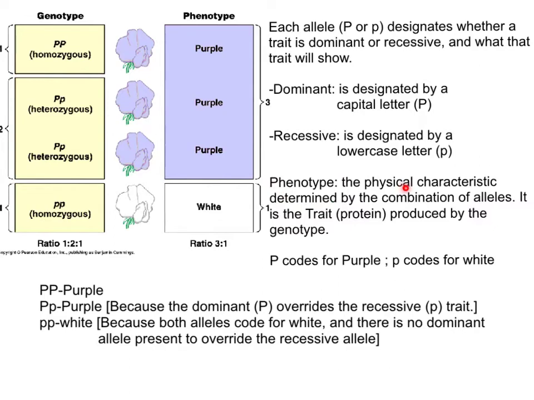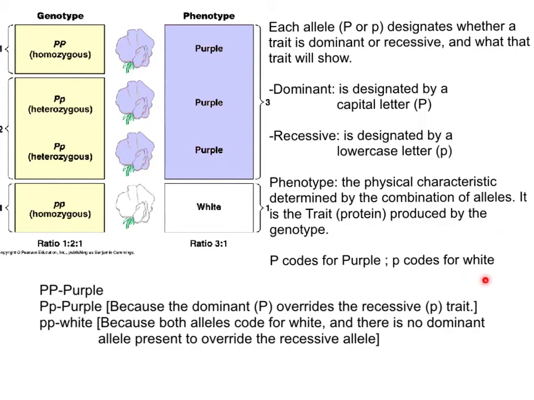So phenotype is a physical characteristic that is determined by the combination of the alleles. It is the trait or the protein produced by the genotype. So we learned when we were talking about DNA, how DNA goes to mRNA, mRNA to protein. Well, this is the same process that's occurring. The genotype, which would be your gene, is designating what your phenotype would be. In this case, the protein produced to show that physical trait or physical characteristic. So in this case, having a capital P codes for purple, while a lowercase p codes for white.